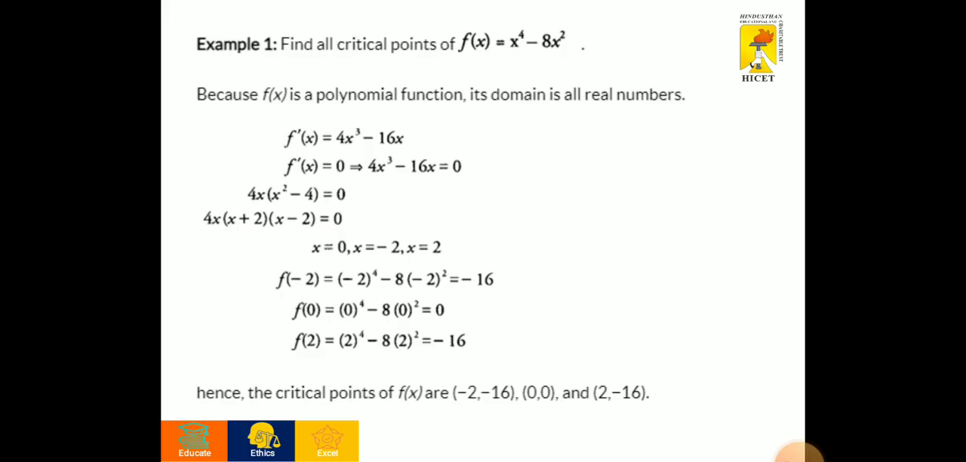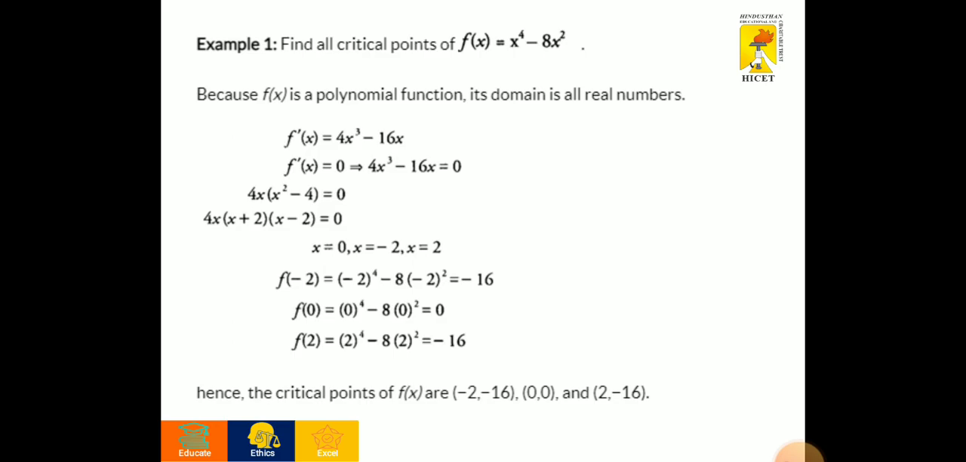To represent in the point form, we need the value of y. So put x equal to 0 in f of x. When x is equal to 0, f of 0 equal to 0. Then put x equal to minus 2 in f of x. So we have f of minus 2 is equal to minus 2 power 4 minus 8 into minus 2 the whole square, which is equal to minus 16. Similarly, put x equal to 2 in the given function. So we have f of 2 equal to minus 16. So the critical points are minus 2 comma minus 16, 0 comma 0 and 2 comma minus 16.